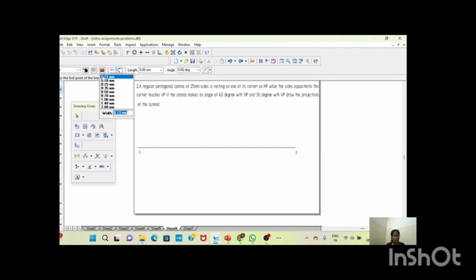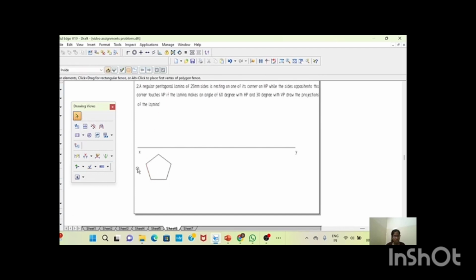Now select a line of 0.13, 25, 0°. Now enter again 25 and we have to give 72 into 1, and same 25 mm and 72° into 2. Now 72° into 3, and we have to join this line.